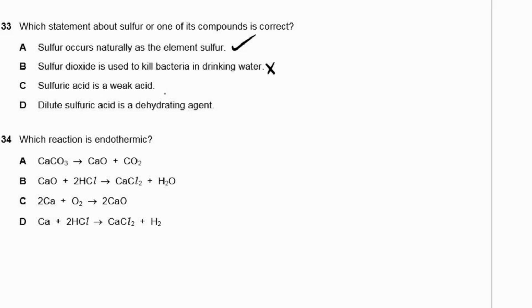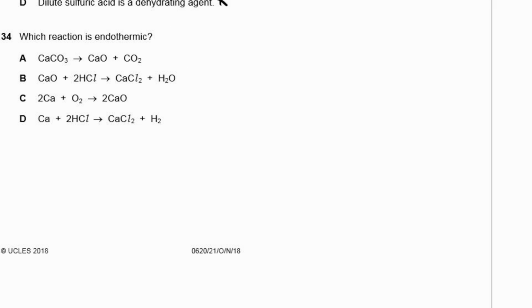Sulfuric acid is a weak acid. Nope, it's a strong acid. And dilute sulfuric acid is a dehydrating agent. Nope. Concentrated sulfuric acid is a dehydrating agent, but not dilute sulfuric acid. So the answer is A.